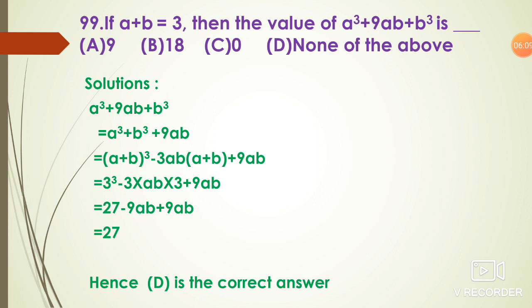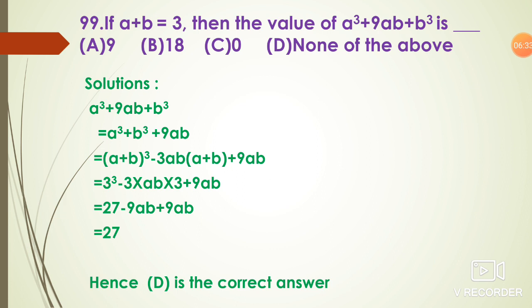Question number 99. If a plus b equals 3, then find the value of a cube plus 9ab plus b cube. We know that a cube plus b cube is (a plus b) whole cube minus 3ab into (a plus b). After using this formula, we will get the expression as (a plus b) whole cube minus 3ab times (a plus b) plus 9ab.